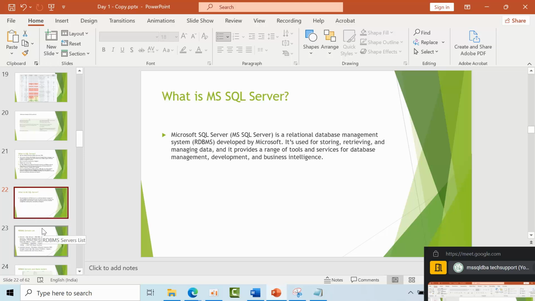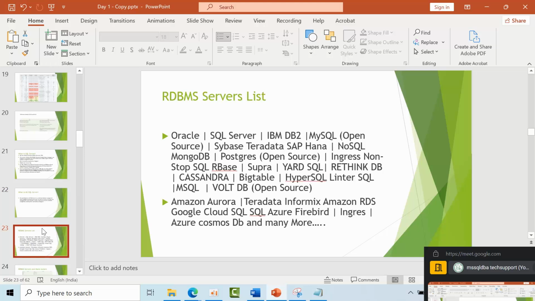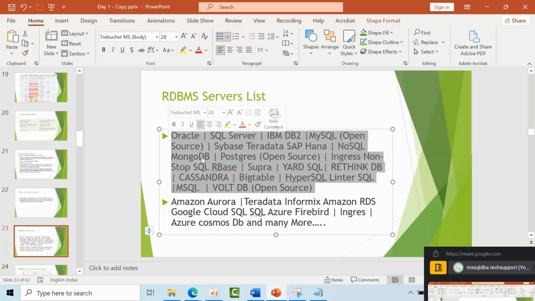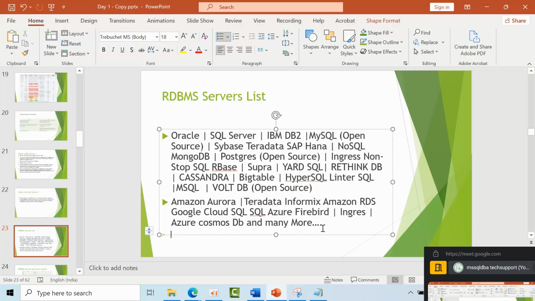Now, sir, as we are learning SQL Server, that's fine. But is it the only database software in the market? No, the answer is no. There are so many RDBMS products available besides SQL Server. Oracle is there, SQL Server is there, IBM DB2 is there, MySQL, which is open source but acquired by Oracle. Sybase, Teradata, SAP HANA, NoSQL, PostgreSQL, Bigtable, HyperSQL, OLDB, all these databases exist in the market.